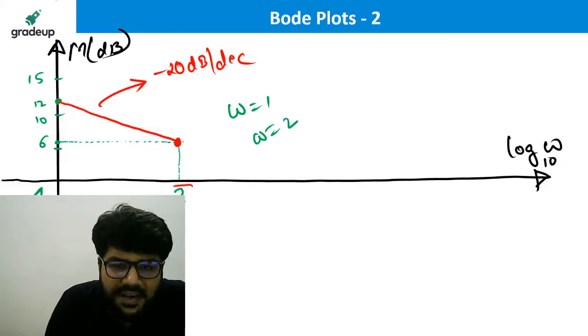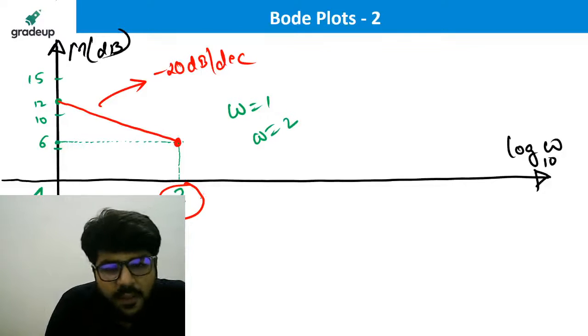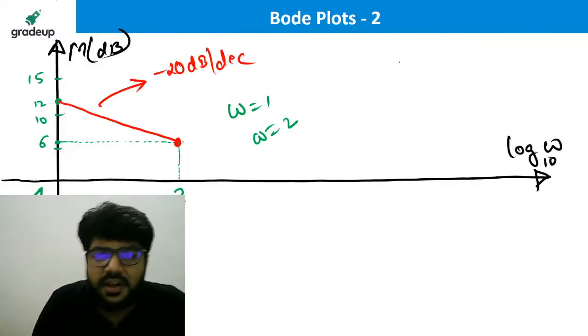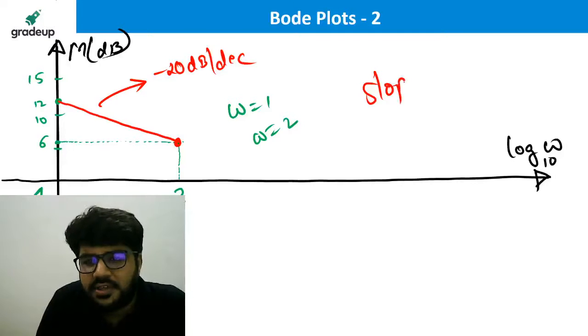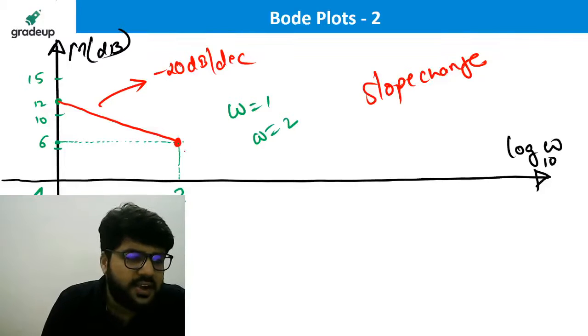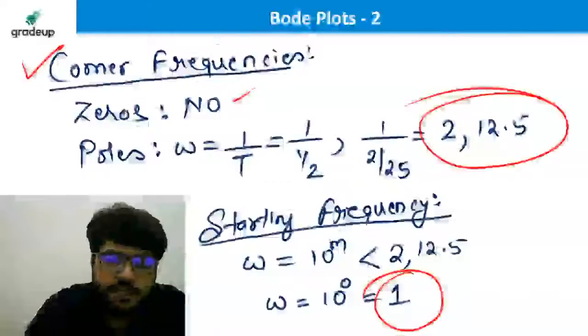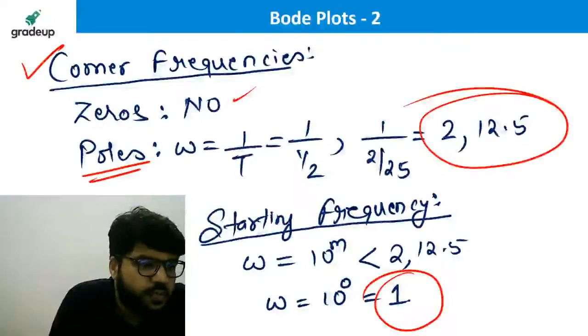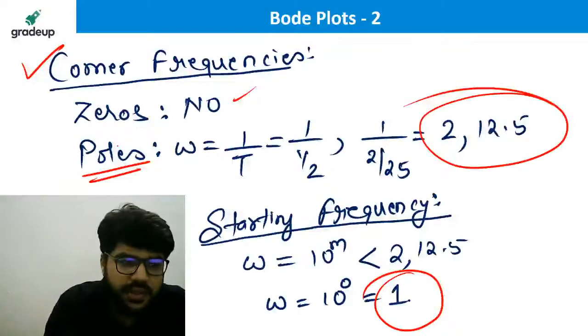Now I stop at the corner frequency. Why do I stop at the corner frequency? Because at every corner frequency, what occurs is a slope change. Now this is the corner frequency due to what? This is the corner frequency due to a pole. All the corner frequencies are due to poles. There is no zero here.